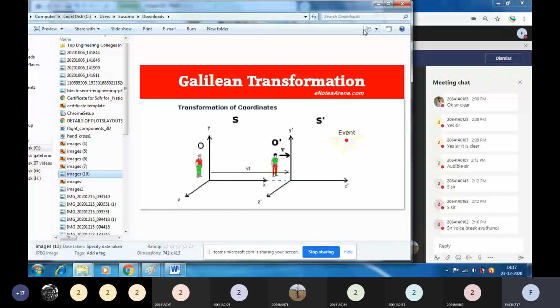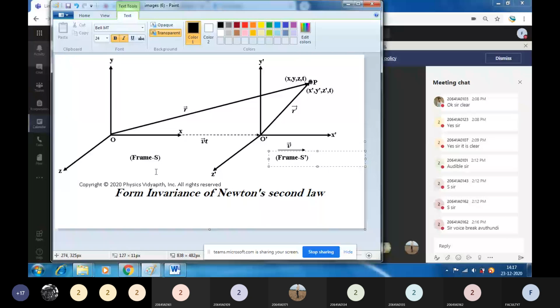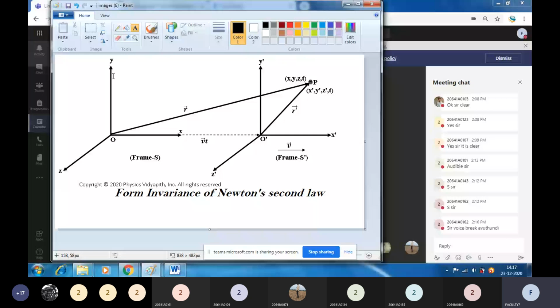Now here, instead of the persons, we are considering these images. This is the first frame, and this is the second frame, frame number 2. Here we are considering a point P as the event. Now from the first frame, frame S, the position of the point P.